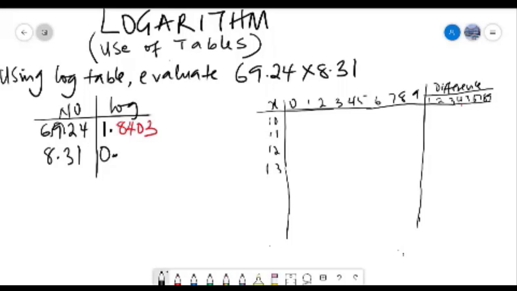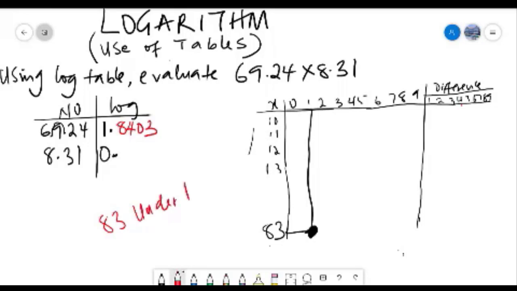Now what you do, you always take the first two numbers. So you trace down until you find 83. From that column of X, find 83. Now because the next number is 1, find 83 under 1. So this number here is what you will use. These are the terms we use for that. If you're doing the correct thing, your 83 under 1 should be 9196. Since there is no other number, you just make do with 9196.